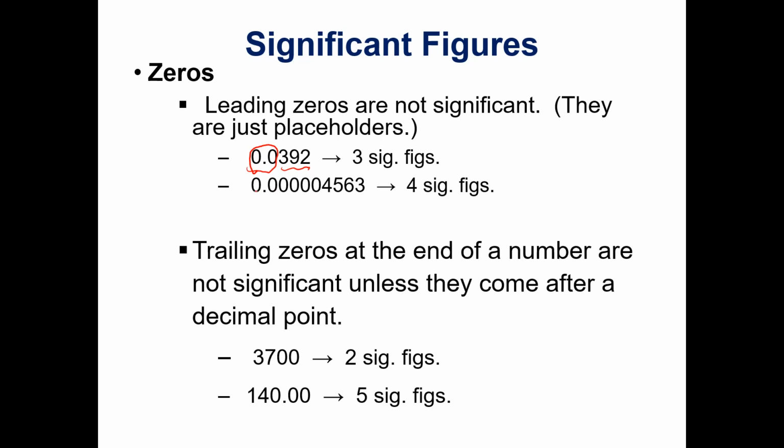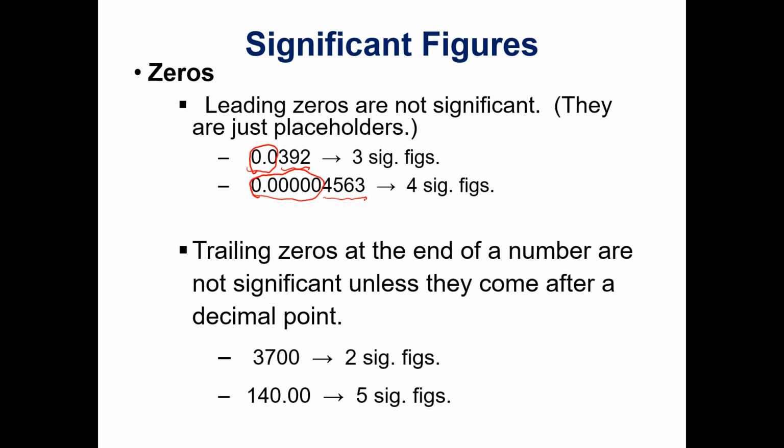For the next number here, we have a 0 before the decimal, and then we have 5 zeros. It doesn't matter how many zeros are there. If they're leading zeros, they're not significant. They're just placeholders for us. So we have 5 places between the decimal and the 4. Only the 4, 5, 6, and 3 are considered significant. So this number has 4 significant figures.